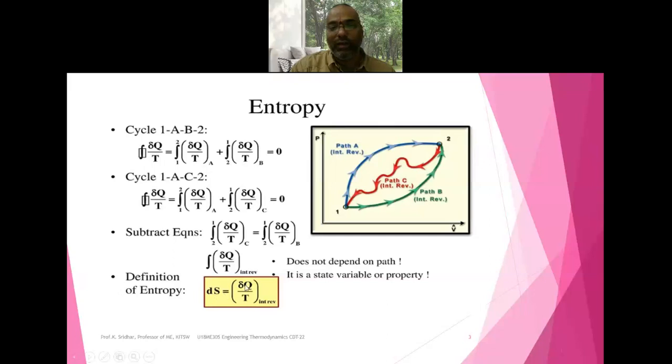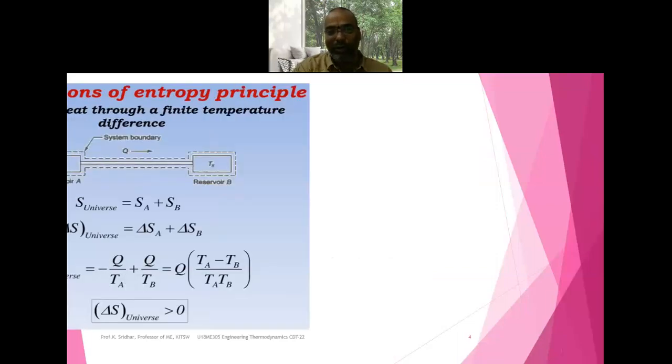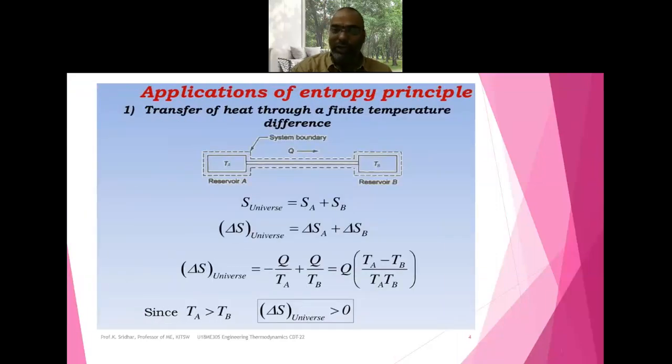So dS equals delta Q by T, and it is valid for a reversible process. Like this, we can prove that entropy is a property of a system. The important point to remember is that based on the point function concept only, we are able to derive that entropy is a thermodynamic property. That is a very, very important point we always have to remember. Then we are going to the next outcome of our lecture, that is, the entropy principle applications.